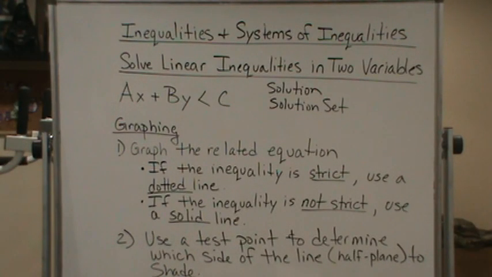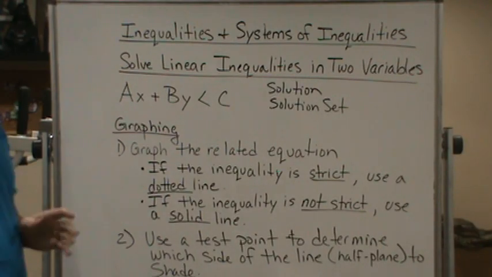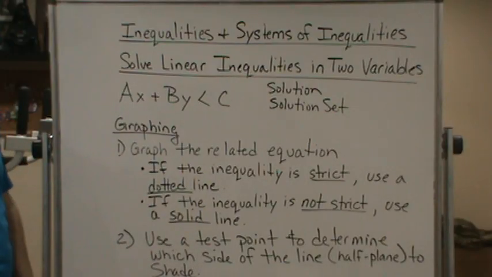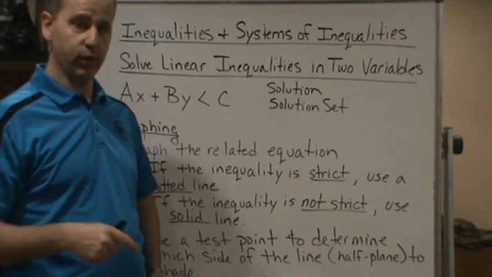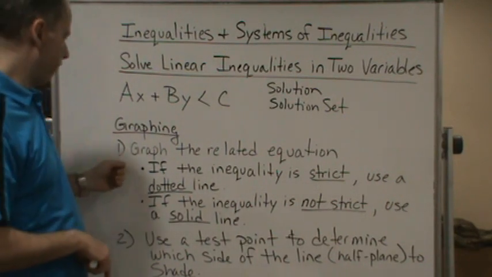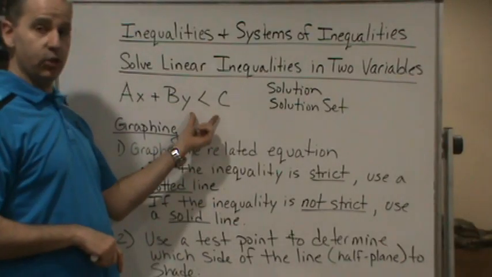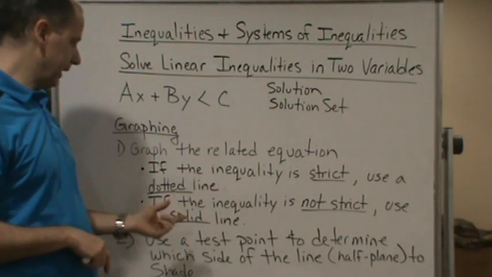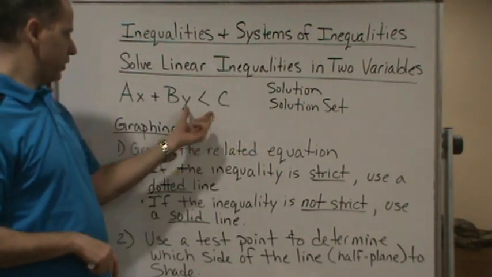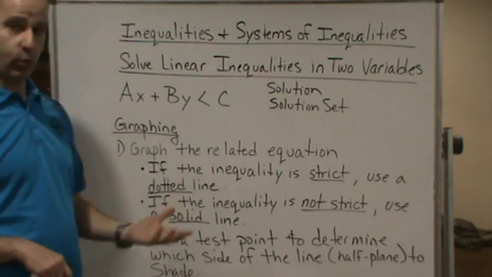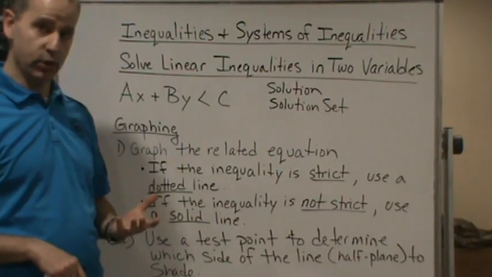Now, graphing an inequality is pretty straightforward. It's not hard at all. It's really just two steps. I didn't write out everything in detail, so I'm going to just explain it and you take good notes. Step one is you're going to change this inequality into an equation. That's what the related equation means. You're just going to replace this with an equal sign, and then graph the resulting equation.